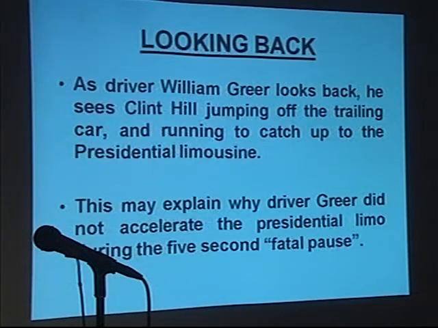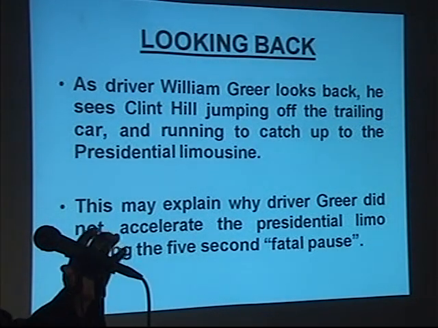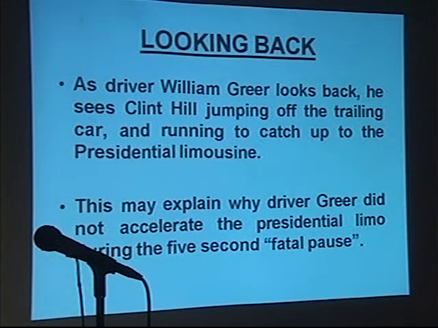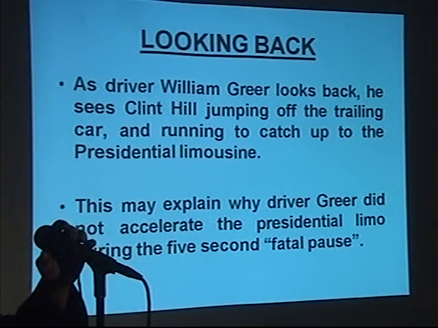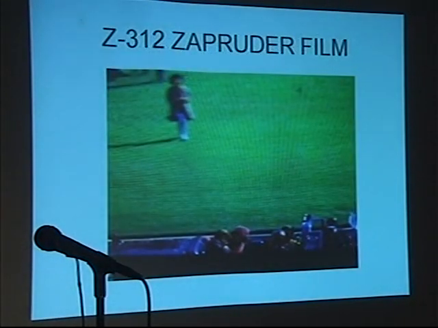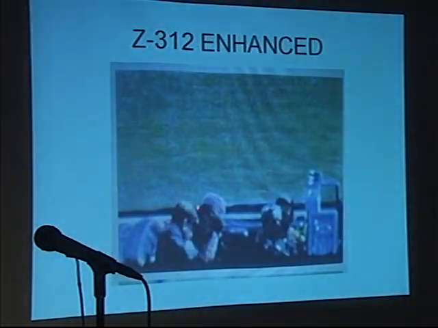Next slide. As driver Greer looks back, Clint Hill jumps off the trailing car during that interim between the two volleys and starts running towards Jackie's car. And that may explain why driver Greer did not accelerate. Maybe he looked back, saw Clint Hill running, and slowed down to give him a chance to get on, which is violating Secret Service protocol. Next slide. Next slide. This is just before the headshot.